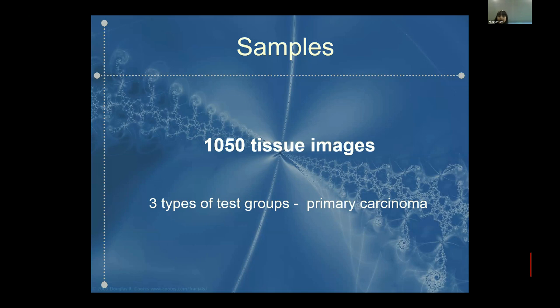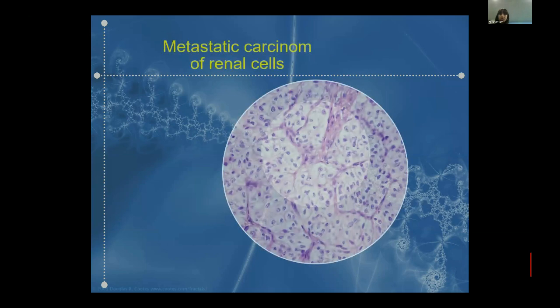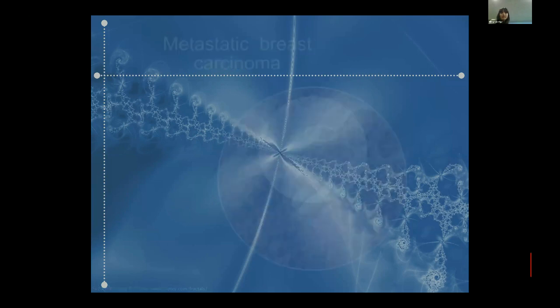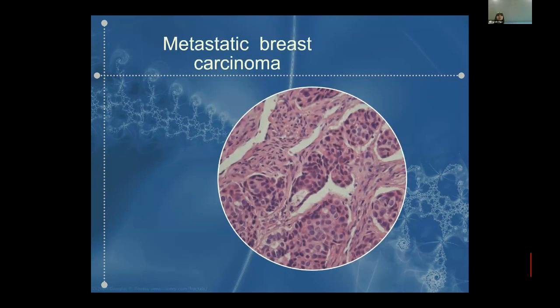This was, as I said, biopsies, microscopic images for 3 groups. You can see an example of metastatic carcinoma, which was a result of primary cancer of renal cells. You will see it's really all similar. It's very hard to distinguish, so it is a very hard job for pathologists.